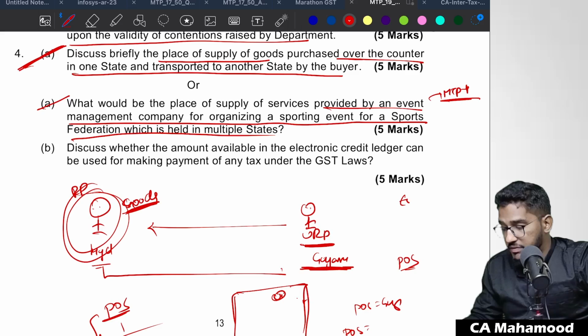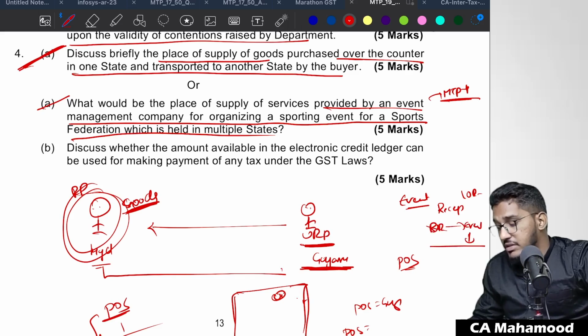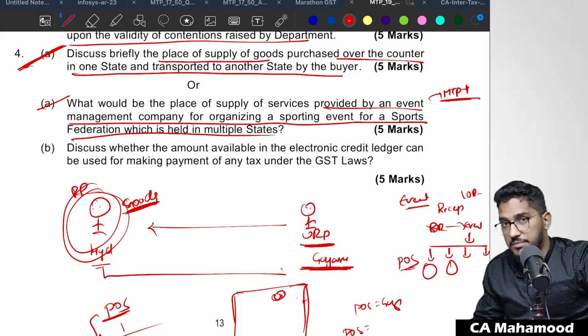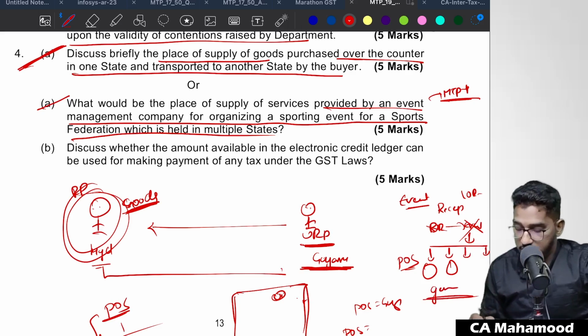Once again, I will say, in case of event related services, event management services, we have to first see the status of the recipient. If the recipient is a registered person, the location of the recipient will be the place of supply. If the recipient is unregistered, then the location where that event has taken place will be the place of supply. In case the event is held in more than one state, then as per the contract, you have to decide what is the amount for each and every state, and accordingly the place of supply you have to determine. In case the contract is silent, then you have to determine the proportion of value in each and every state by applying some generally accepted accounting principles. So just the provision you have to write, no application is required here.